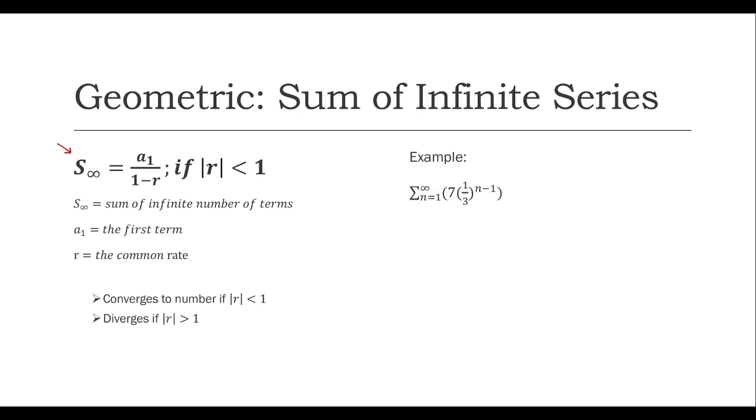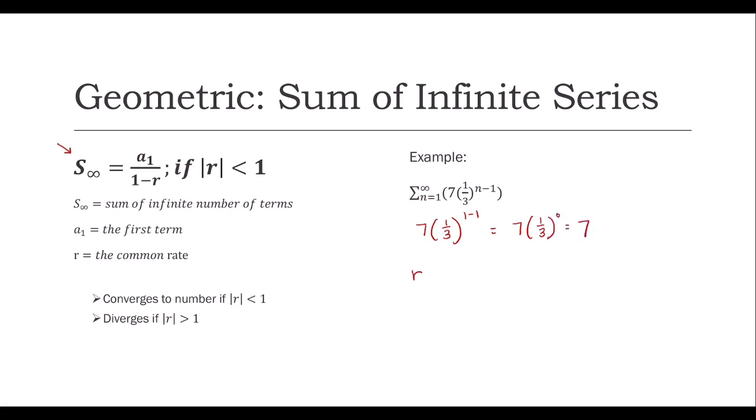So here we have an example. The sum of an infinite number of terms of the equation 7 times 1/3 to the n minus 1. To find your first term, we'll plug in 1 for n. So we have 7 times 1/3 to the 1 minus 1, which is 7 times 1/3 to the 0. 1/3 to the 0 is 1. So your first term is 7.